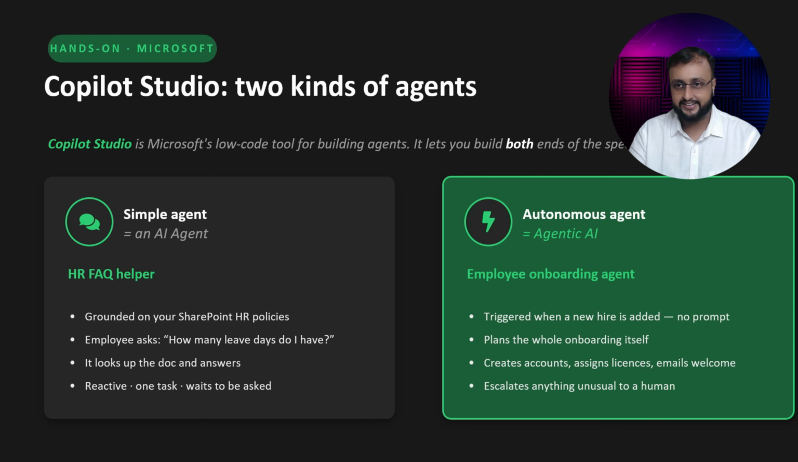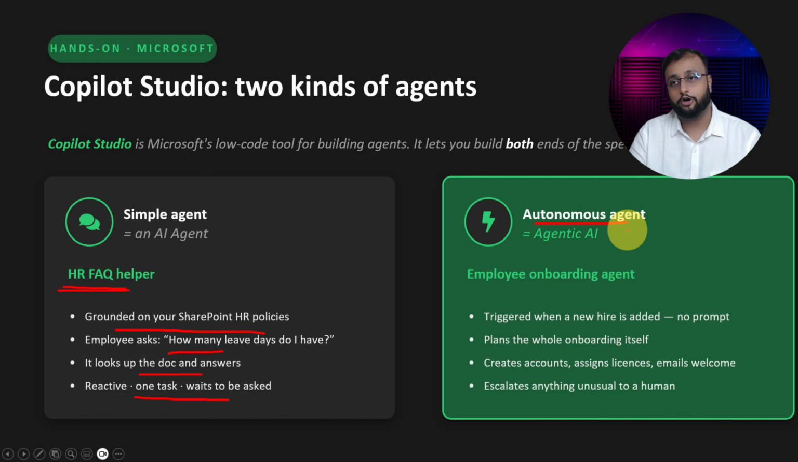Now, let's try to understand this terminology with regards to Copilot Studio. So in Copilot Studio as well, you can build both types of agent, simple agent and autonomous agent. Generally, for example, consider an FAQ chatbot that you are building with the Copilot Studio. That's an example of AI agent. It is grounded on your SharePoint or any other document library, or maybe if you have any knowledge sources, it gets the information from there and gives you the answer. So it's reactive, one task, and it basically waits to be asked.